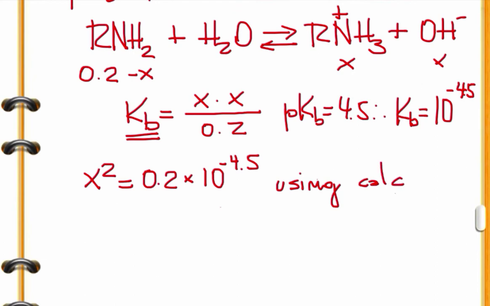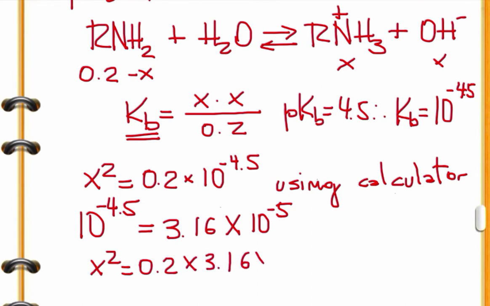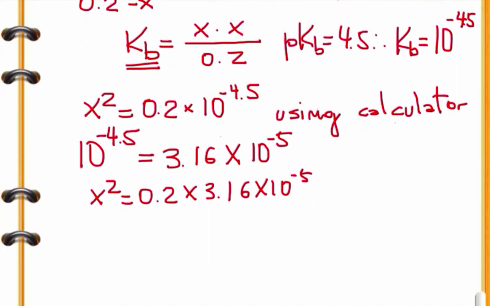Let's use the calculator here. Ten to the negative 4.5 is 3.16 times 10 to the power of negative 5. So X squared again is going to be 0.2 times 3.16 times 10 to the power of negative 5. Then we can calculate X from here.